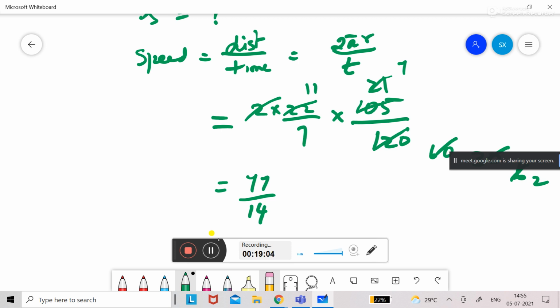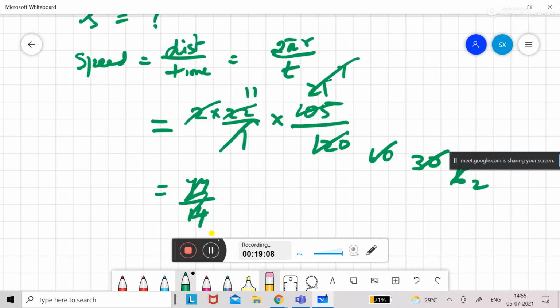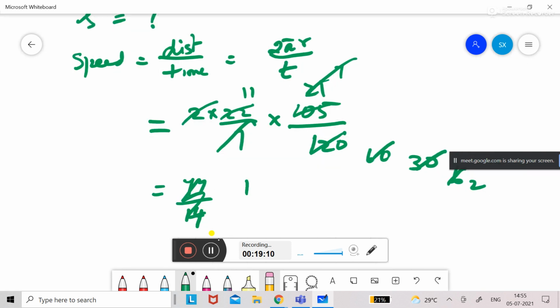77 by 14 is going, no. In 77, cancel. Yes, ma'am. 77, you cancel and then write 11 by 2. What is 11 by 2? Answer? 5.5. That's all. 5.5 meter per second.